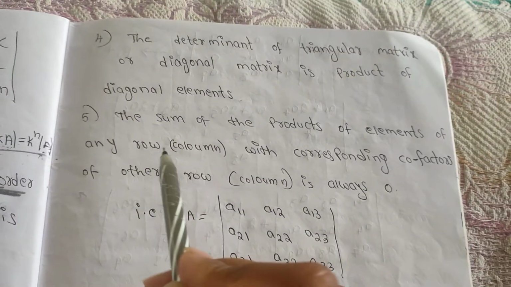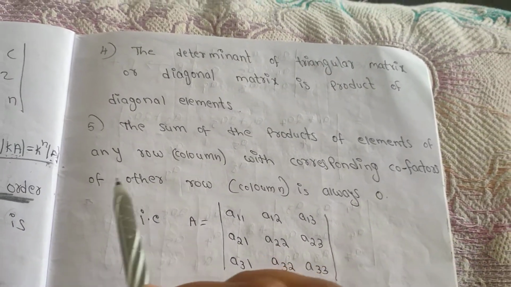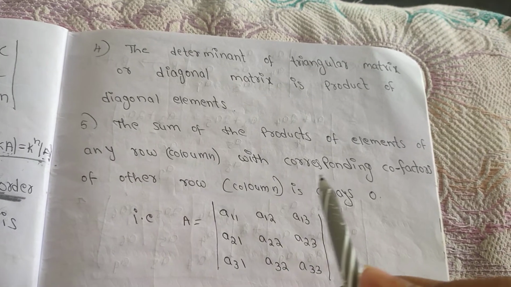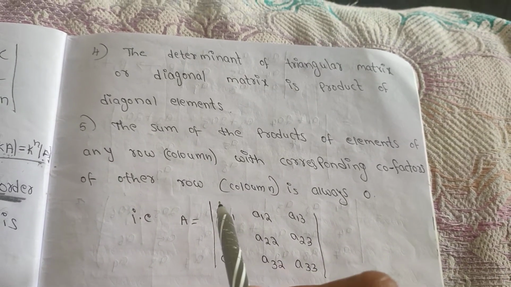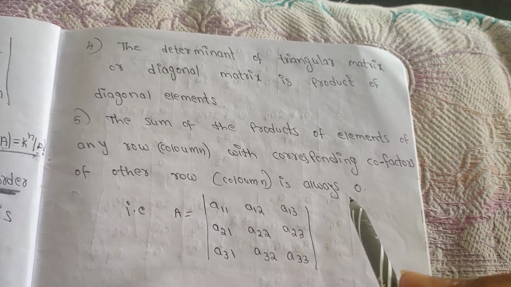Next one, the sum of the products of elements of any row or column with the corresponding cofactors of another row or column is always 0.